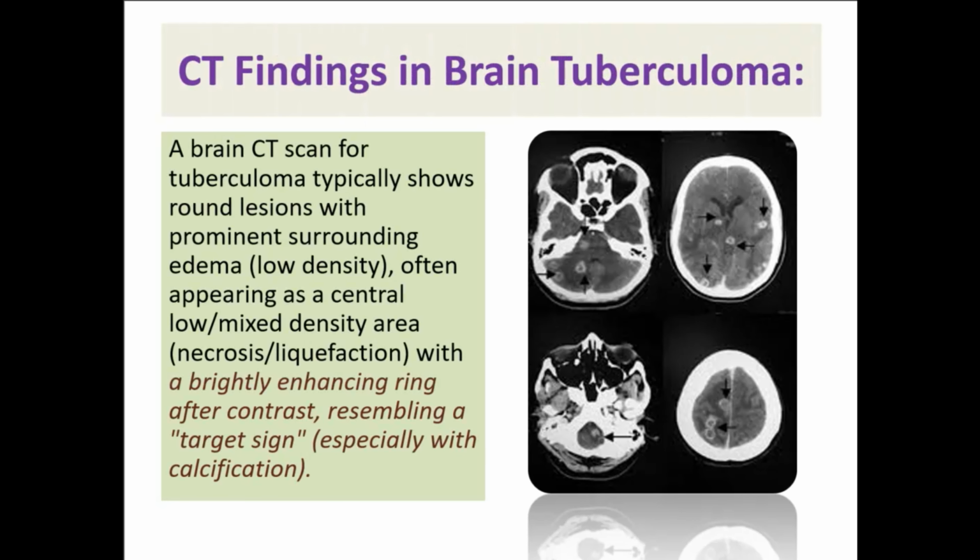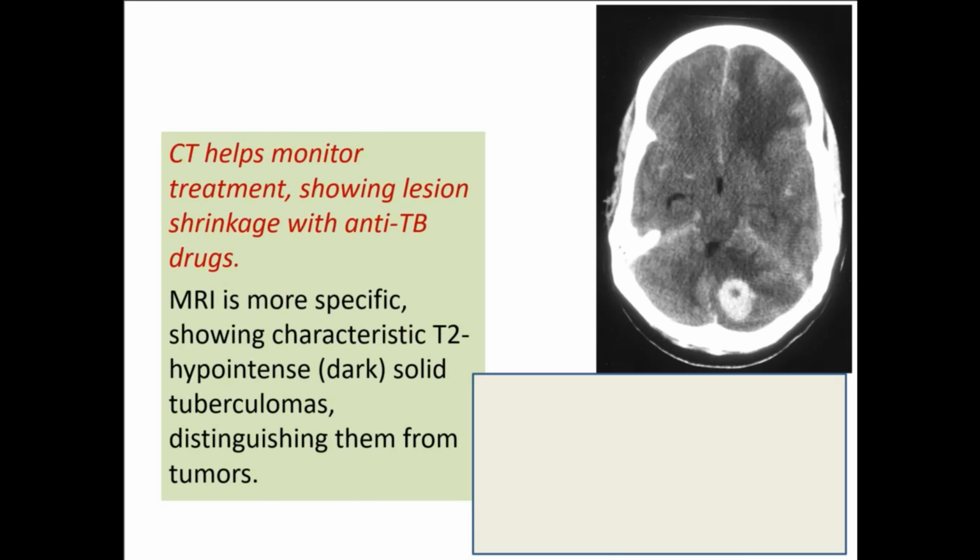A brain CT scan for tuberculoma typically shows round lesions with prominent surrounding edema, low density, often appearing as a central low mixed density area, necrosis, liquefaction with a brightly enhancing ring after contrast, resembling a target sign especially with calcification. CT helps monitor treatment, showing lesion shrinkage with anti-TB drugs. MRI is more specific, showing characteristic T2 hypointense dark solid tuberculomas, distinguishing them from tumors.